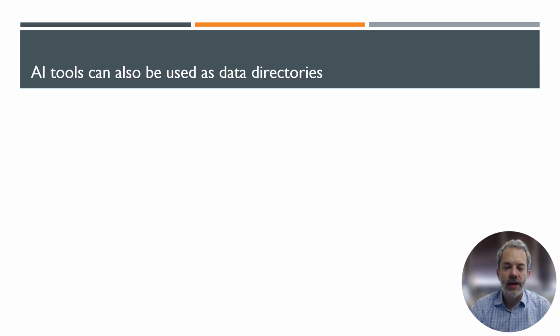AI tools can also be useful to find data since they have collected vast amounts of information from millions of journal articles. As an example, I used ChatGPT and prompted it with, "Can you suggest potential data sets for a research paper on the relationship between the minimum wage and health?"